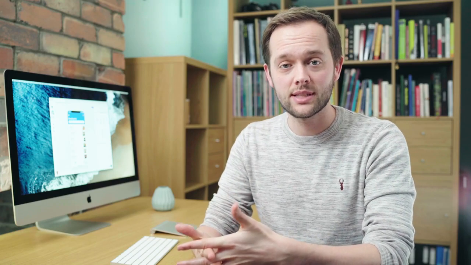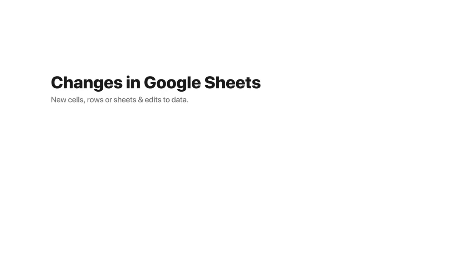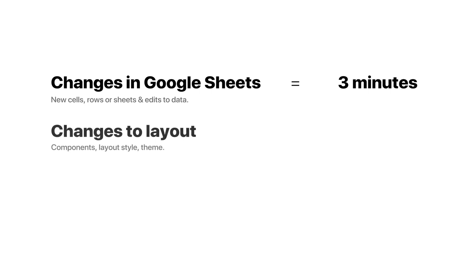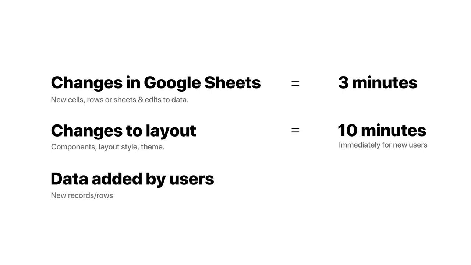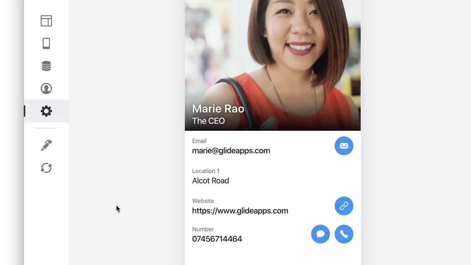Once our app is out in the world and people are using it, it's likely that we're going to want to make occasional updates to it. Changes we make to the data in our sheet, like changes to cells or adding new rows, will be synced to our app within 3 minutes. Changes we make to the layout of our app, like changes to components or our theme, can take up to 10 minutes to appear in existing apps, but should be available immediately for new users. Changes that are added within the app by users sync back up to the sheet in seconds. And if we're in the builder editing our app and we'd like to see the changes that we've made in our sheet immediately, we can hit Reload Sheet.